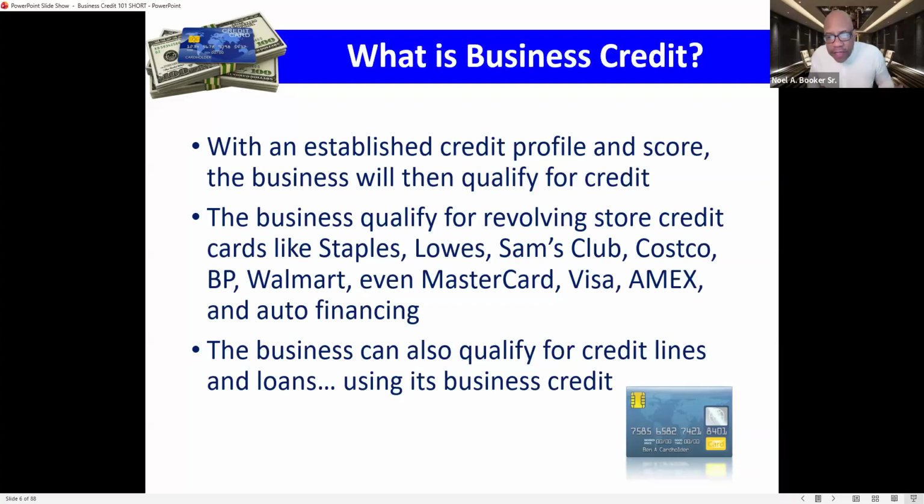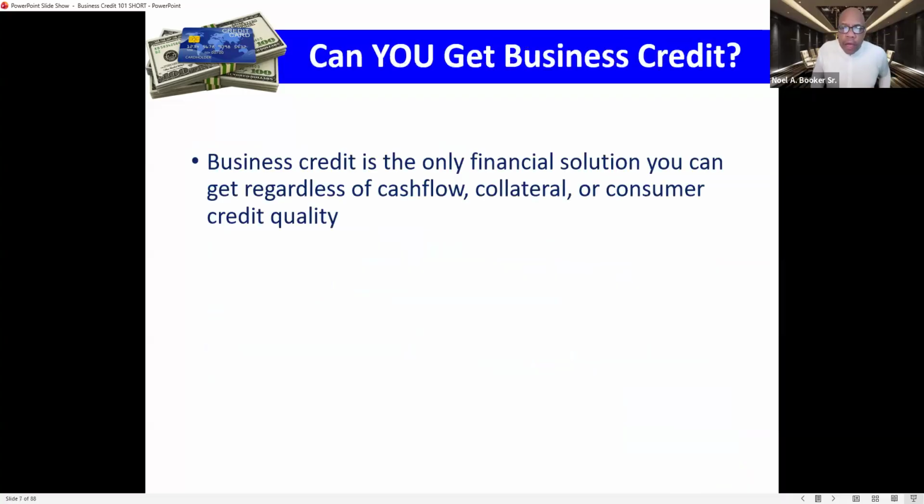So it's the same thing if you approach a lender as a business. The business needs to show, hey, the business makes money. The business got some collateral, and the business got some credit, business credit. They want to see that the business can pay bills.